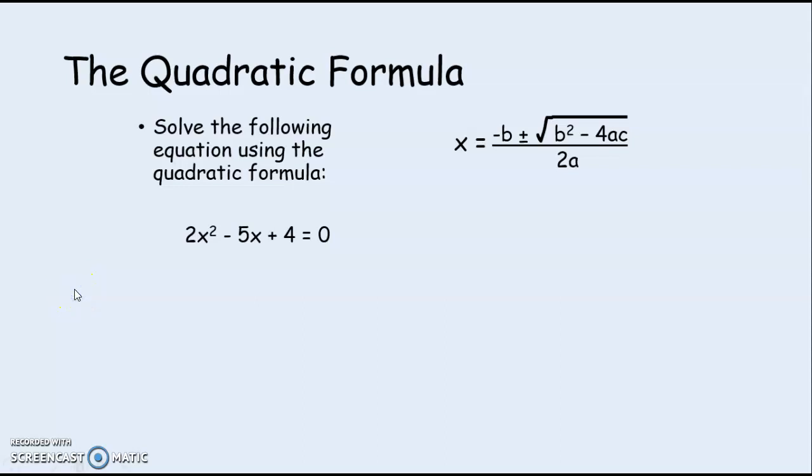Okay, let's take a look at the quadratic formula in a little bit more depth. So here we have a problem asking us to solve the following equation using the quadratic formula. So we have 2x squared minus 5x plus 4 equals 0. And I have the quadratic formula over on the side. So what I need to do is identify my a, my b, and my c, just like normal.